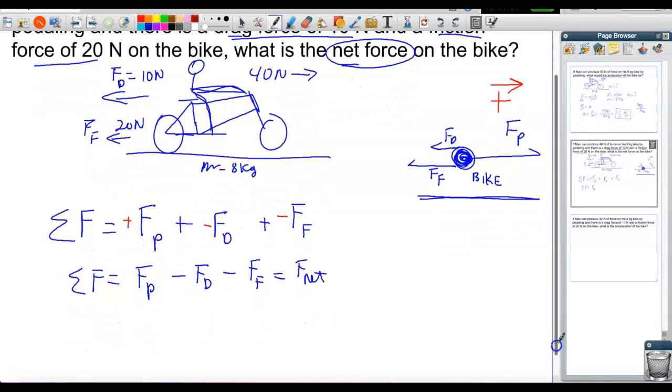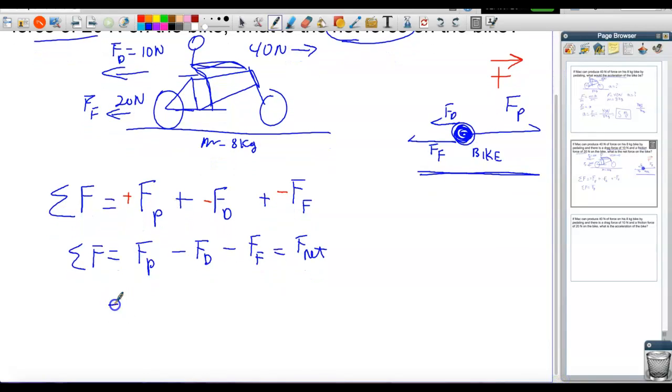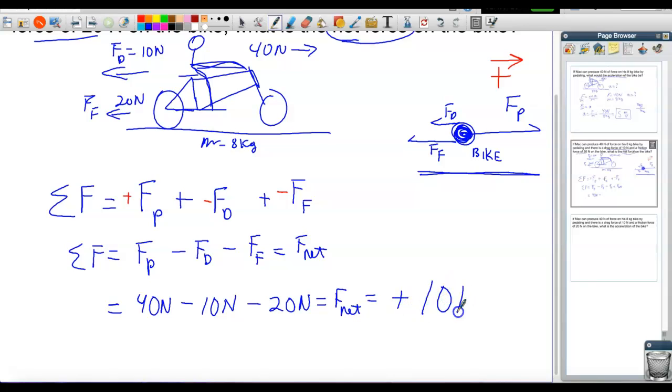Okay, so now we can put our forces in because we know the pedal force is 40 newtons minus the drag force, which we can see right here, is 10 newtons, minus our friction force, which is 20 newtons, and that's our net force. And so 40 minus 10 minus 20 is going to be positive 10 newtons. So our net force is positive 10 newtons, or 10 newtons in the positive direction.